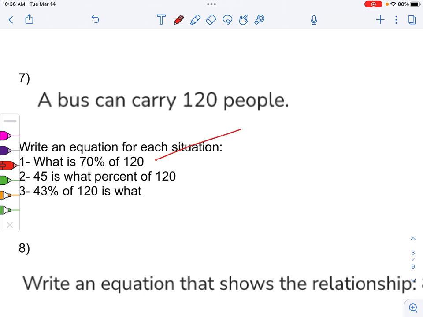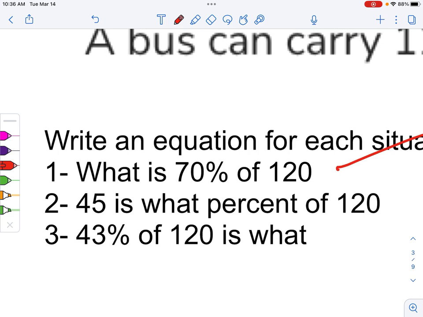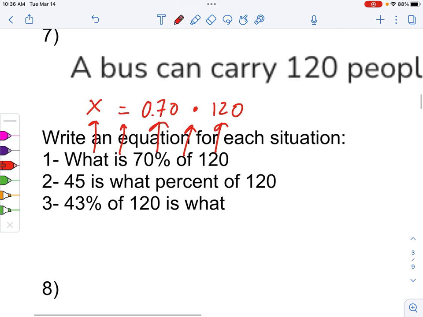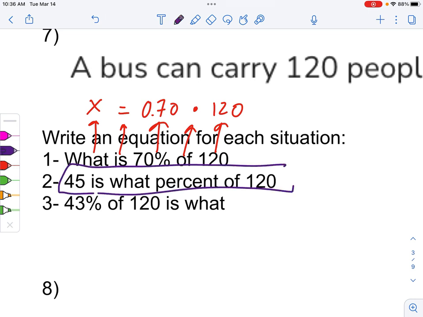There's not a lot of space, so I draw some lines here. Now, I'm literally going to take the words itself and turn it into an equation. I'm going to do it on the first one, right above it. I don't know what percent, so I'm going to give it a variable. Is an equal sign. 70%, I'm going to turn it into a decimal. Of means to multiply. 120 is 120. There is my equation. That's all you have to do. Take the sentence itself and just turn it into an equation.